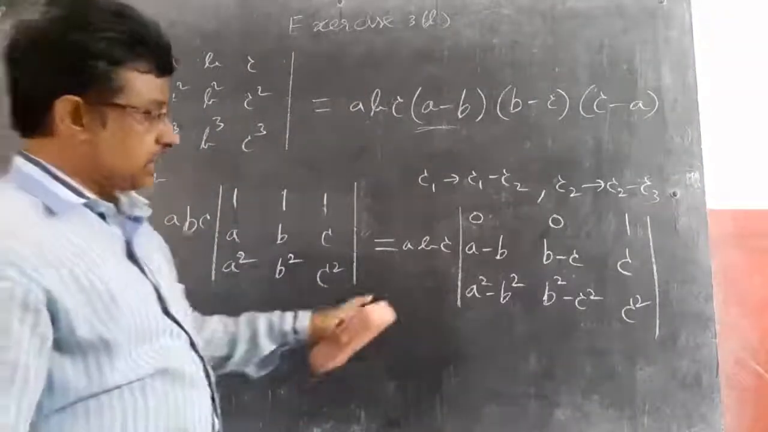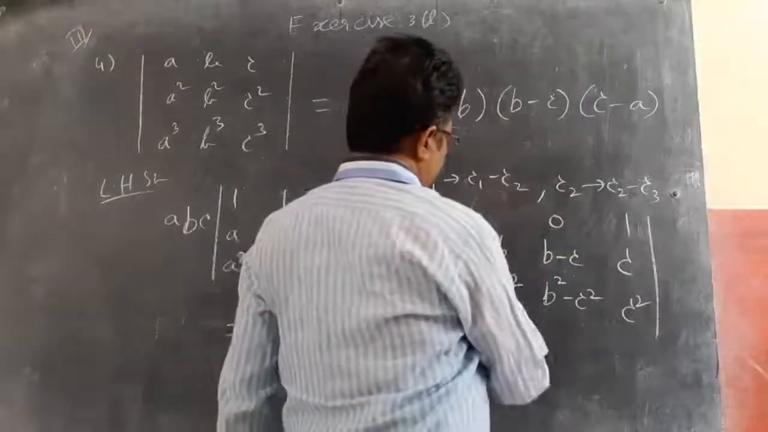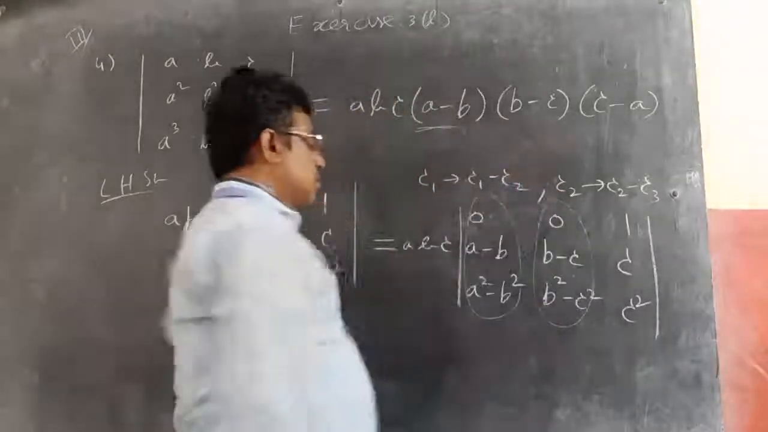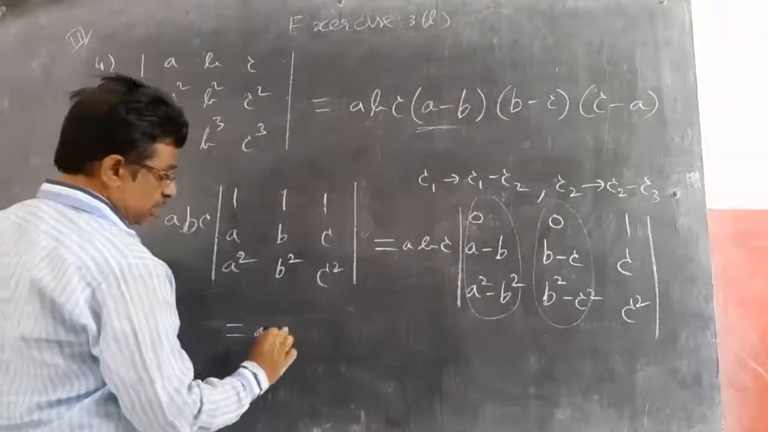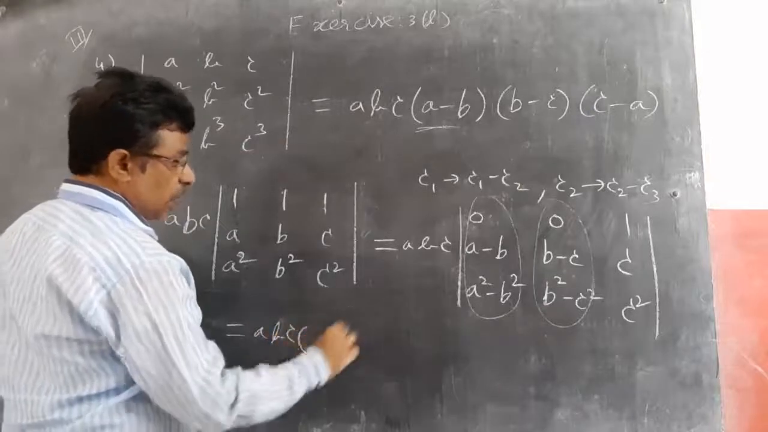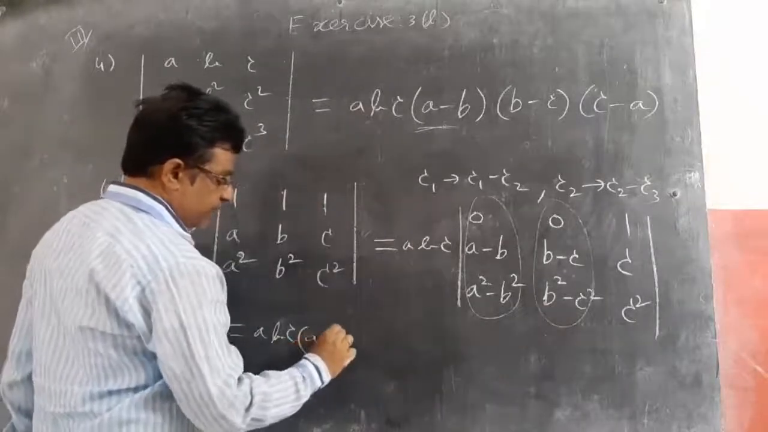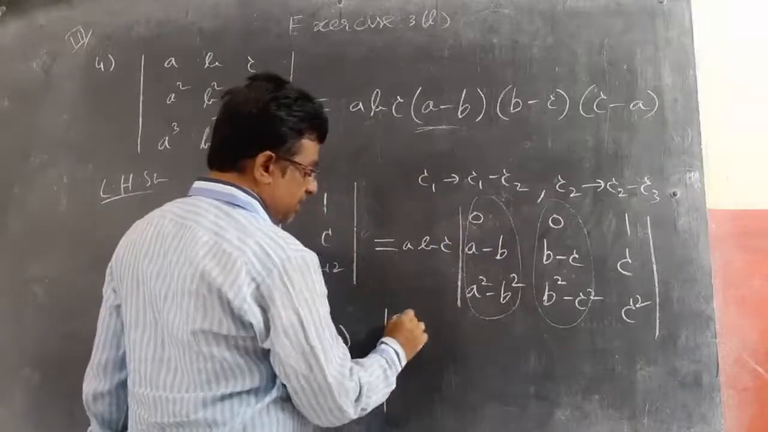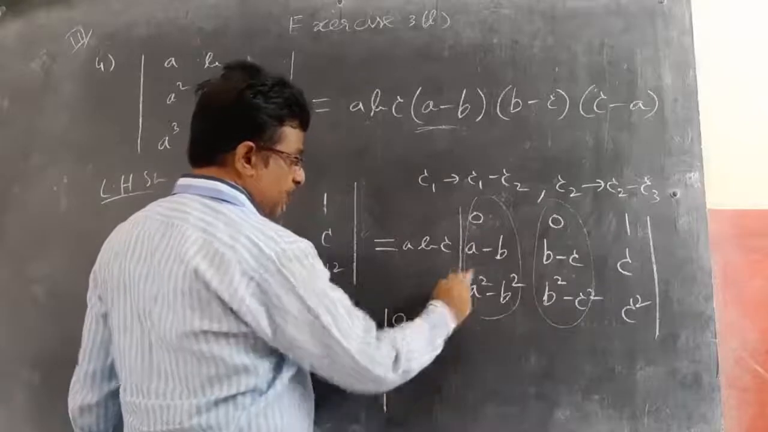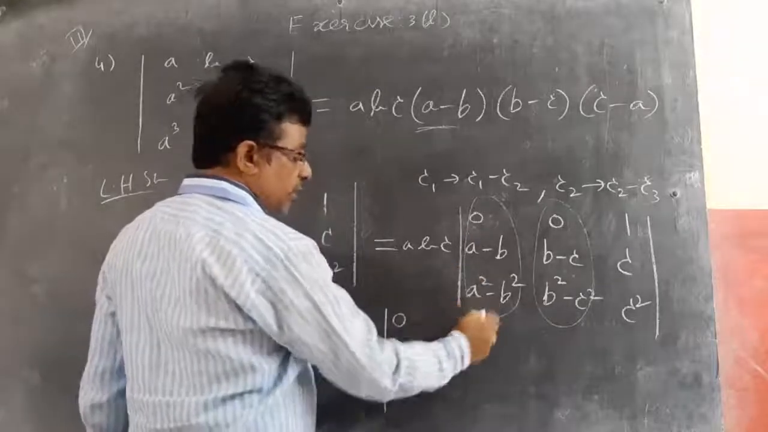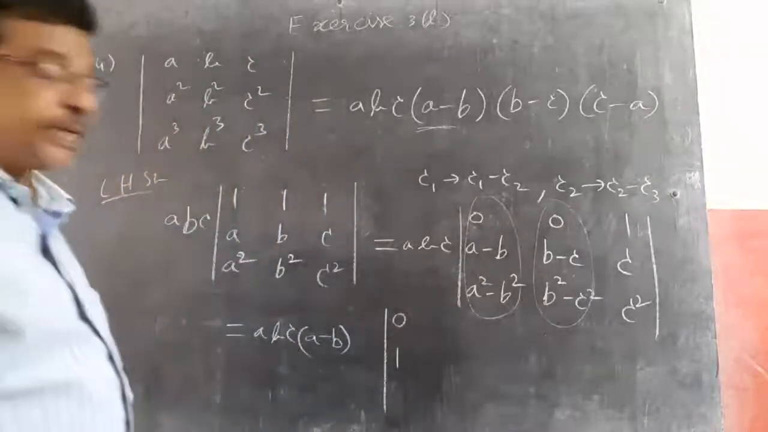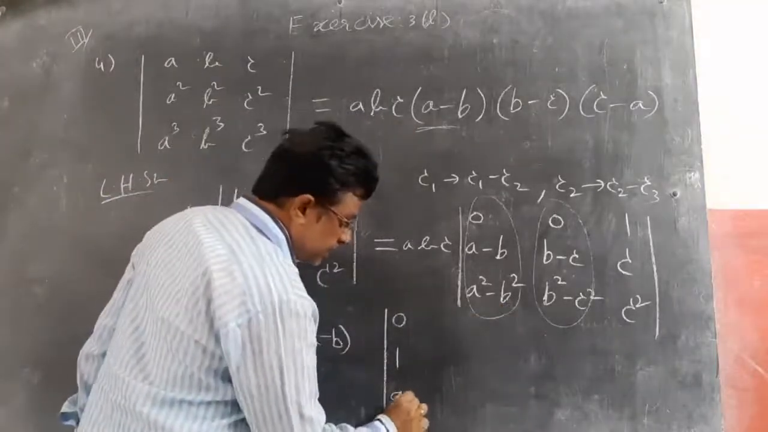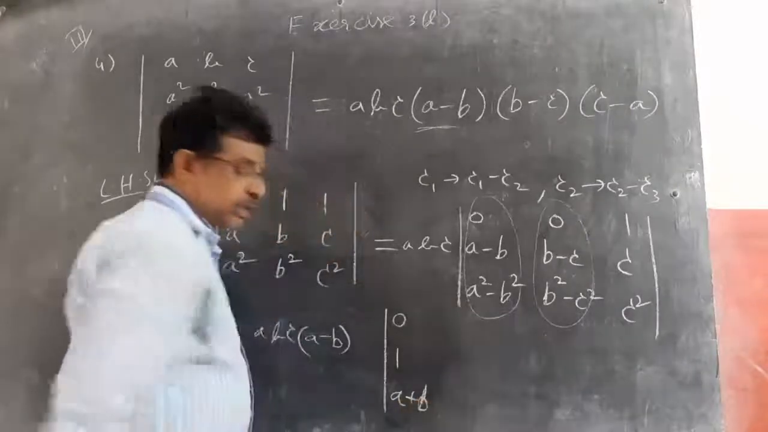So now, if I take A minus B common from the first column and B minus C common from the second column, I will get this. ABC as it is first. Now I can take A minus B common from the first column. So what is left over? If I take A minus B common, 0 is 0 only. Here A minus B I took common, so left out is 1. Here A square minus B square is A plus B into A minus B. I took A minus B common, left out is A plus B.